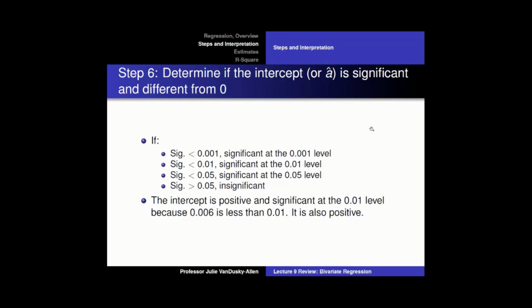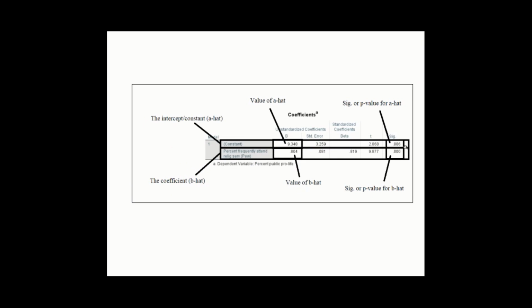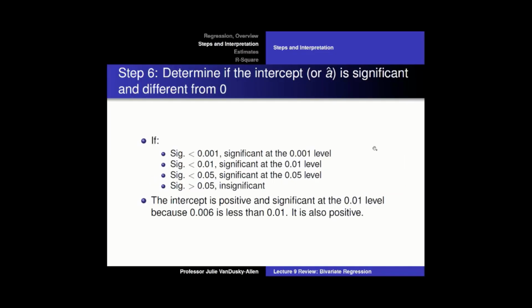The next step is interpreting A hat. Interpreting A hat is different than interpreting B hat, so please keep that in mind. The first thing you do when you're interpreting A hat is look at the sig value for A hat, and remember that's always in this box here in the first row. In our example, the sig value is 0.006. What you do is you take that value and compare it to these. If it's less than 0.001, it's significant at the 0.001 level. If not, move on. If it's less than 0.01, it's significant at the 0.01 level. If not, move on. If it's less than 0.05, it's significant at the 0.05 level. If not, then it's insignificant.